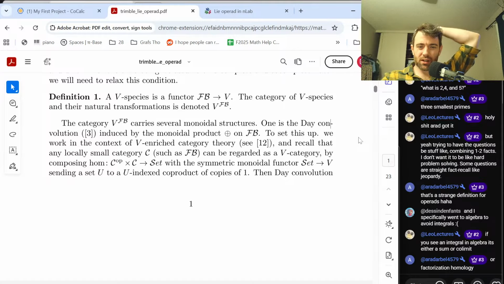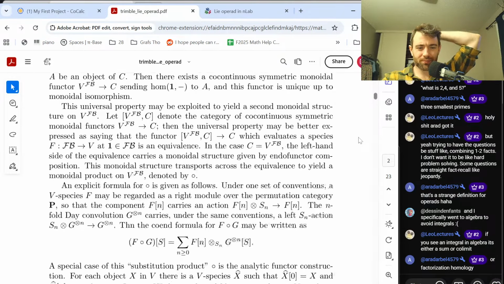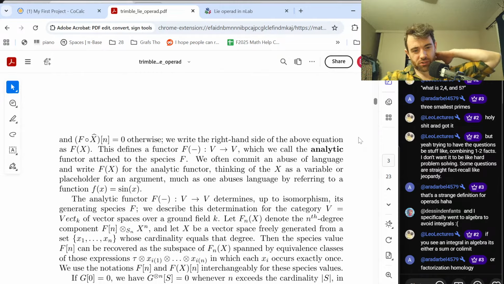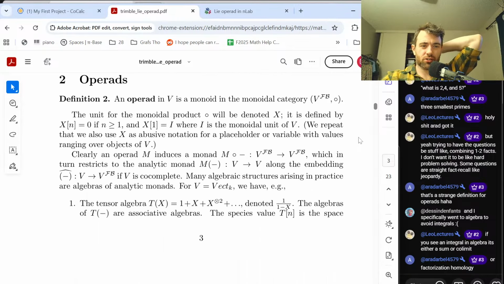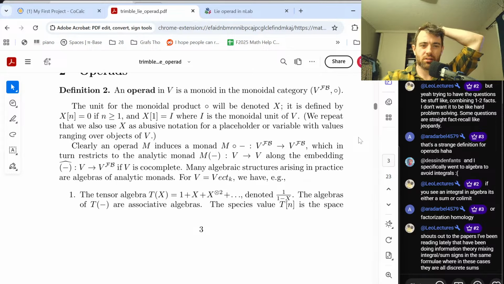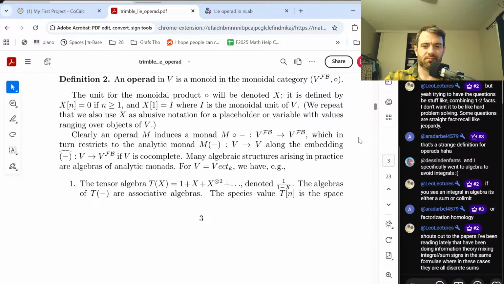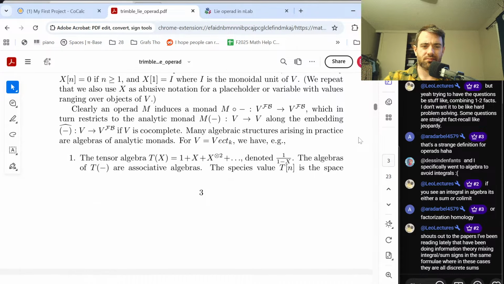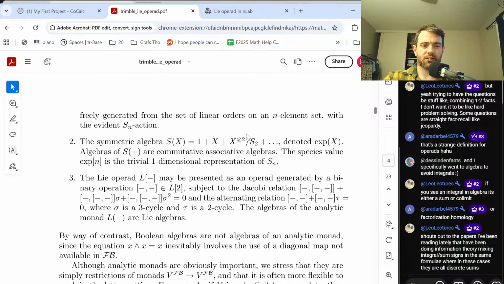What was I going back? Yeah, we don't know what our G is, right? We weren't told what G is. Whatever. I could probably sauce it out from context. Okay. So here's their definition of an operad. It's a monoid in the monoidal category here. The tensor algebra done by this.